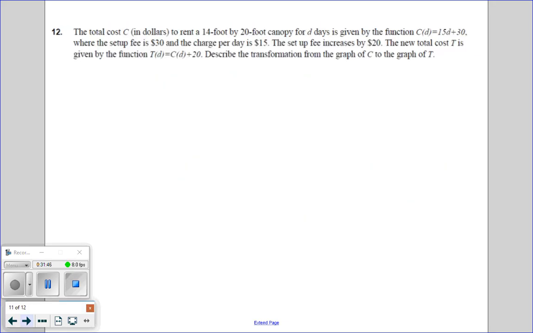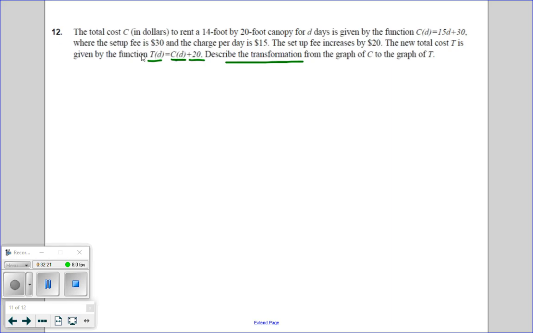Okay, check it out. Look at this word problem because it looks really wordy, but guess what? It's the same thing. So don't let that intimidate you. They tell you all this stuff about how the total cost in dollars to rent this canopy D days is given by that function because you have a $30 setup fee and a daily charge of $15. Then they tell you that the setup fee increases by $20 so that the new setup fee is just the same as the old one plus 20. When it's all said and done, they just want you to describe the transformation from C to T.